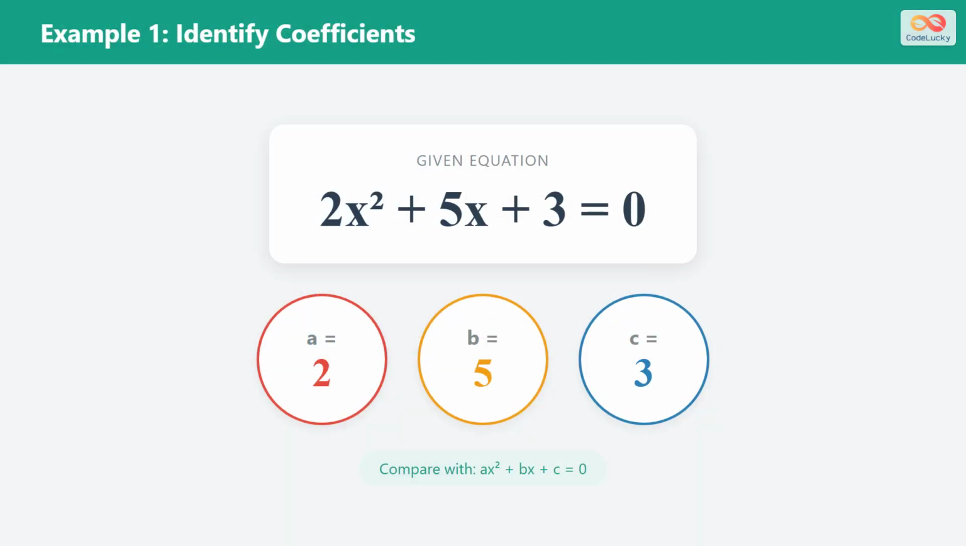Let's try an example. Look at the equation 2x² + 5x + 3 = 0. We can identify our coefficients easily. a is 2, b is 5, and c is 3. It matches our standard form perfectly.